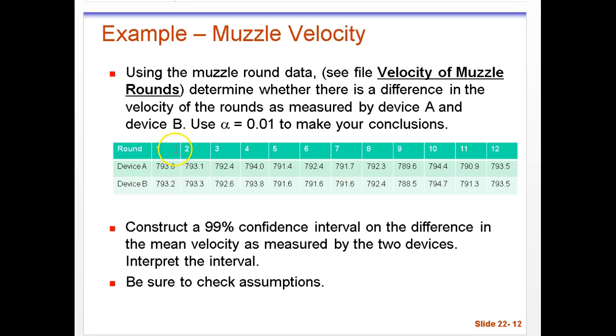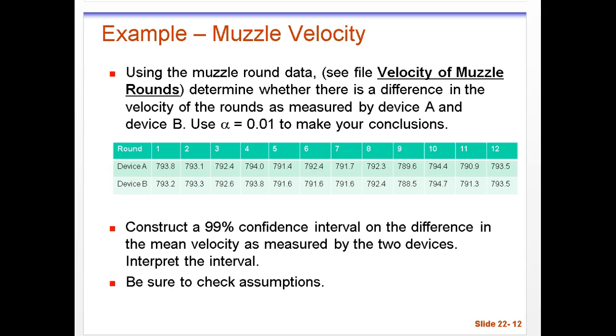And we have 12 rounds, so a bullet presumably is shot out of a gun of some sort, and it's measured by device A, and at the same time it's measured by device B. A second round is shot out of the gun, and again it's measured by device A and device B at the same time. So we have 12 rounds, each one of those 12 rounds being measured by two different measuring devices. So that's what makes this a paired situation.